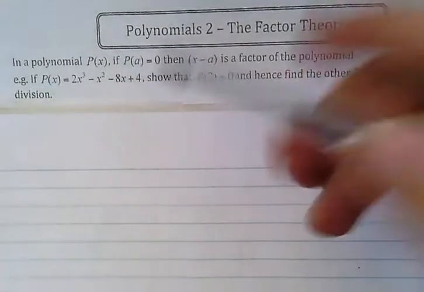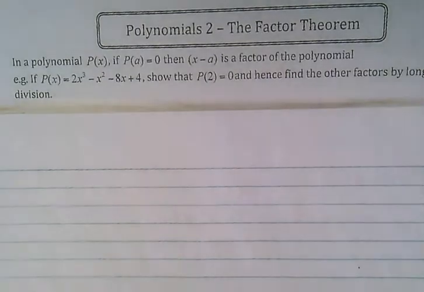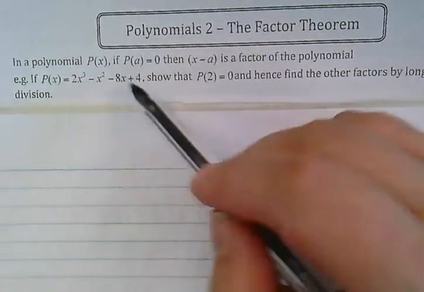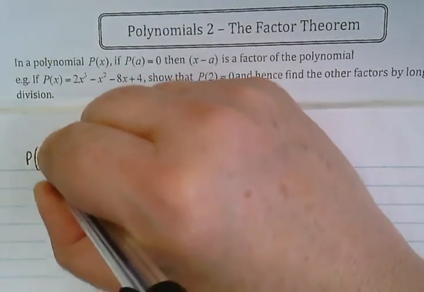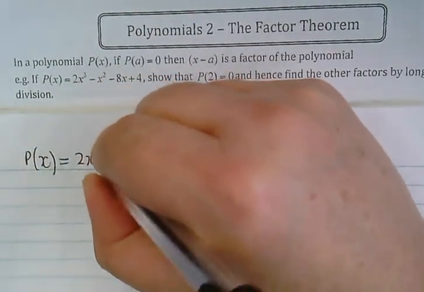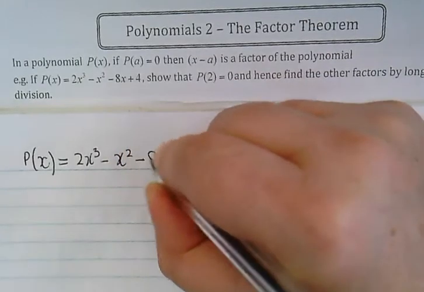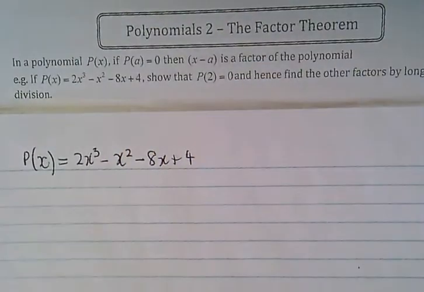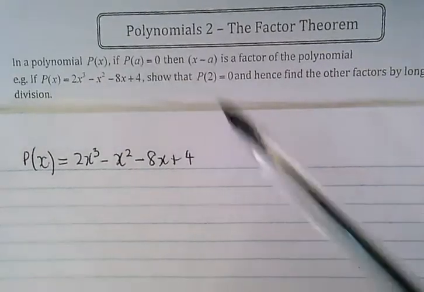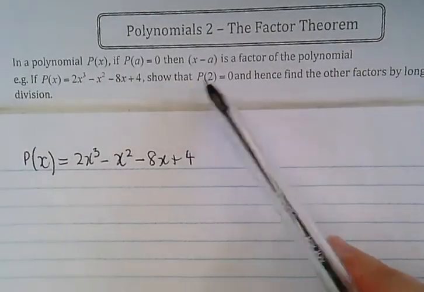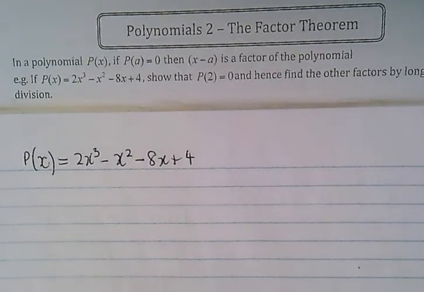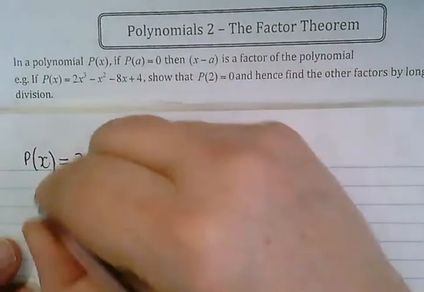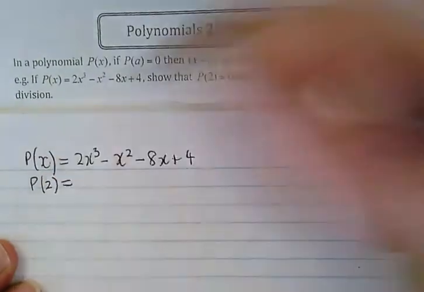Now, here is a polynomial. I'm asking you to factorize it. You'll have no idea how to factorize it. So what we're doing here is we're using this factor theorem to help us divide a polynomial. They've given us the polynomial. They're saying show that p of 2 equals 0 and hence find the other factors by long division. So let's do p of 2. What do you get?